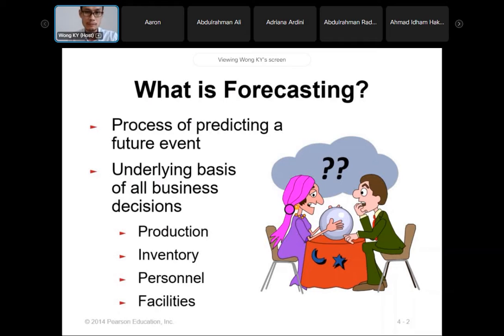Forecasting is very important because it forms the underlying basis for all kinds of business decisions, such as production, inventory, personnel, and facilities. Imagine if you do not know the customer demand: companies will have a hard time setting their production quantity because they do not know what and how many units the customer wants. Forecasting also affects inventory, because companies need to decide how many to keep in the warehouse. It influences the number of personnel, meaning workers and operators, that the company has to hire. It also affects facilities, especially the number and type of facilities the company should have.